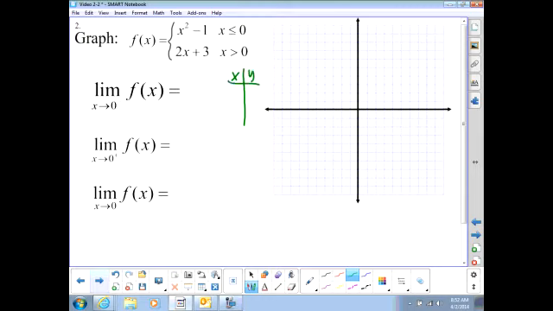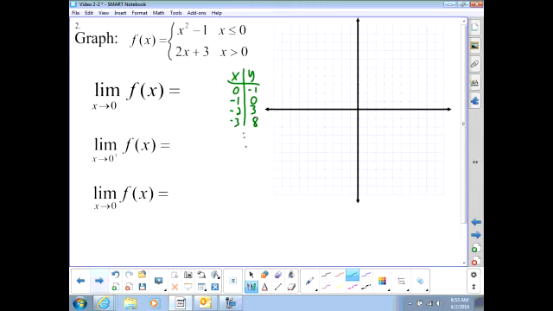So first, for our x squared minus 1, we'll take x values like 0, negative 1, negative 2, negative 3, and so forth. So 0 squared minus 1 is negative 1. Negative 1 squared minus 1 would be 0. Negative 2 squared is 4, minus 1 would be 3. Negative 3 squared is 9, minus 1 is 8. And then it would keep going.